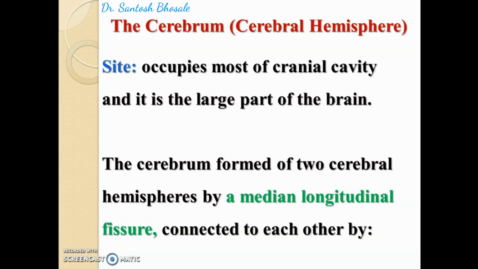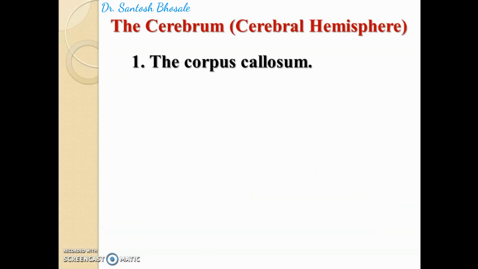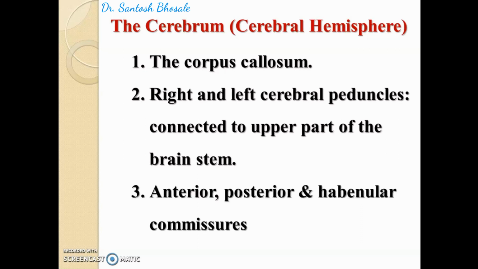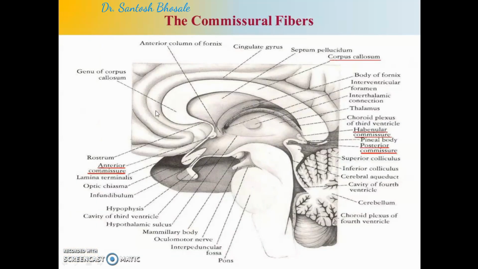It is the largest part of the brain, and the cerebrum is formed by two cerebral hemispheres which are incompletely separated by the median longitudinal fissure. The two cerebral hemispheres are held together by the corpus callosum, cerebral peduncles, and the anterior, posterior and habenular commissures. You can see here in this sagittal section the medial surface of the left cerebral hemisphere, and the different parts, the commissures which connect both the cerebral hemispheres.